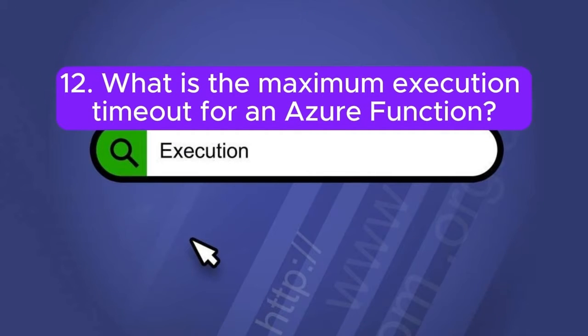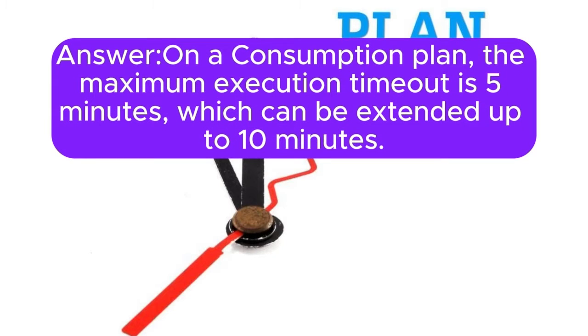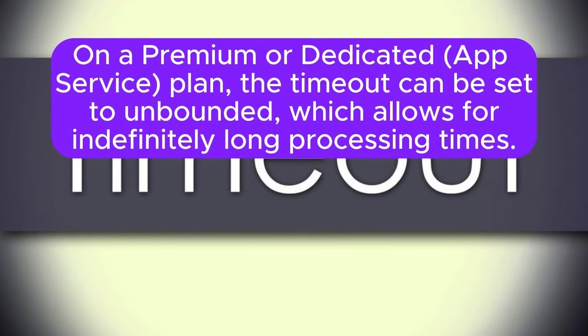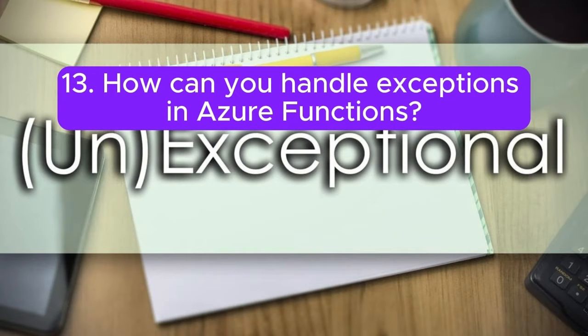12. What is the maximum execution timeout for an Azure function? Answer. On a consumption plan, the maximum execution timeout is 5 minutes, which can be extended up to 10 minutes. On a premium or dedicated App Service plan, the timeout can be set to unbounded, which allows for indefinitely long processing times.